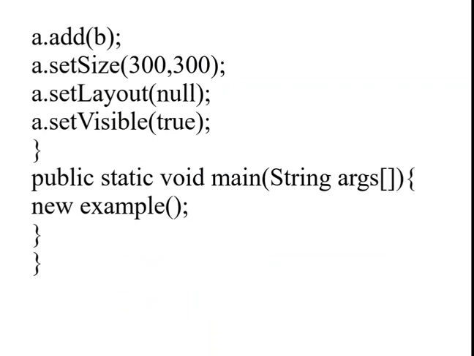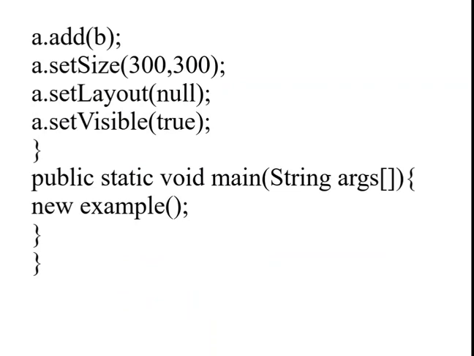This is a program that is used to represent how we can use the JPanel class in Java. The output of this program consists of a frame with the name of example, and it consists of a button with the name of click me. This is the output of this program.